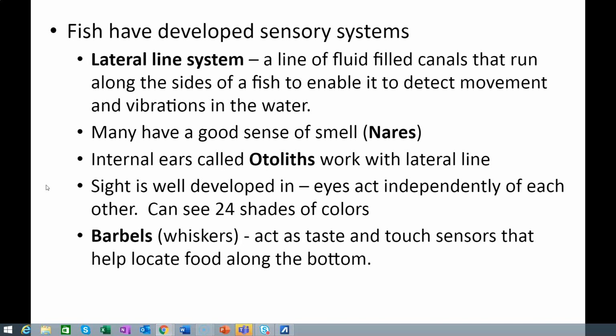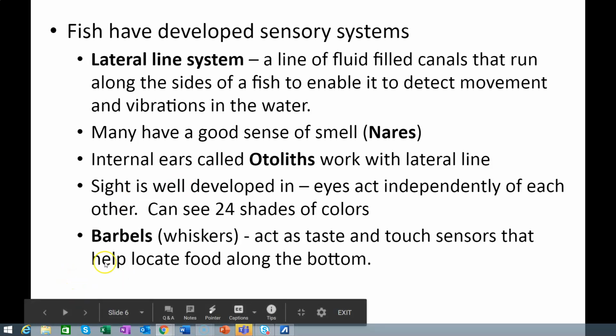Okay? And then barbels. So whiskers, and this is different from the fish bird hooks we learned about, the barbels. So these are the whiskers on the fish. And think about a catfish in North Carolina. North Carolina's known for catfish. So these little whiskers help it to taste what's happening at the bottom of the water there.